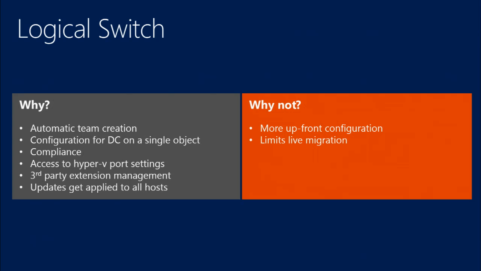Really, the only reason you wouldn't use a logical switch these days, and we really think everyone should, is that it is a little bit more work up front. If you're just setting up one or two Hyper-V hosts, you can get by fine without a logical switch. The other thing is that your live migrations can only occur within the logical switch. The reason is that if you move from one switch to another, we can't guarantee that the port settings will maintain the connectivity during that move. So our placement limits where you can live migrate to keep it within the single logical switch.